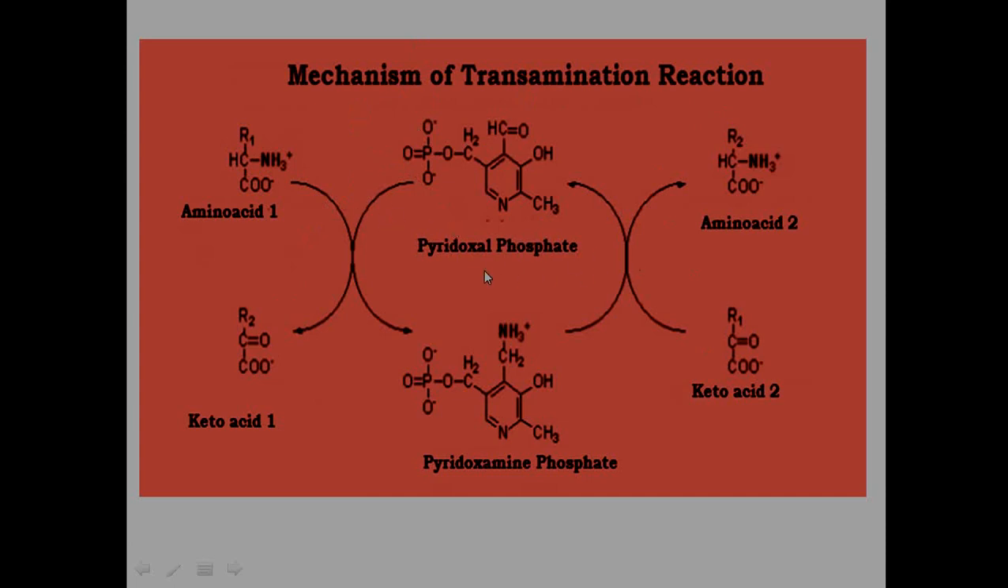So PLP acts as a mediator or carrier of alpha amino group. During the transamination reaction, this pyridoxal phosphate will accept an alpha amino group from the amino acid 1 and gets aminated into pyridoxamine phosphate, PMP. Then this pyridoxamine phosphate donates the amino group.